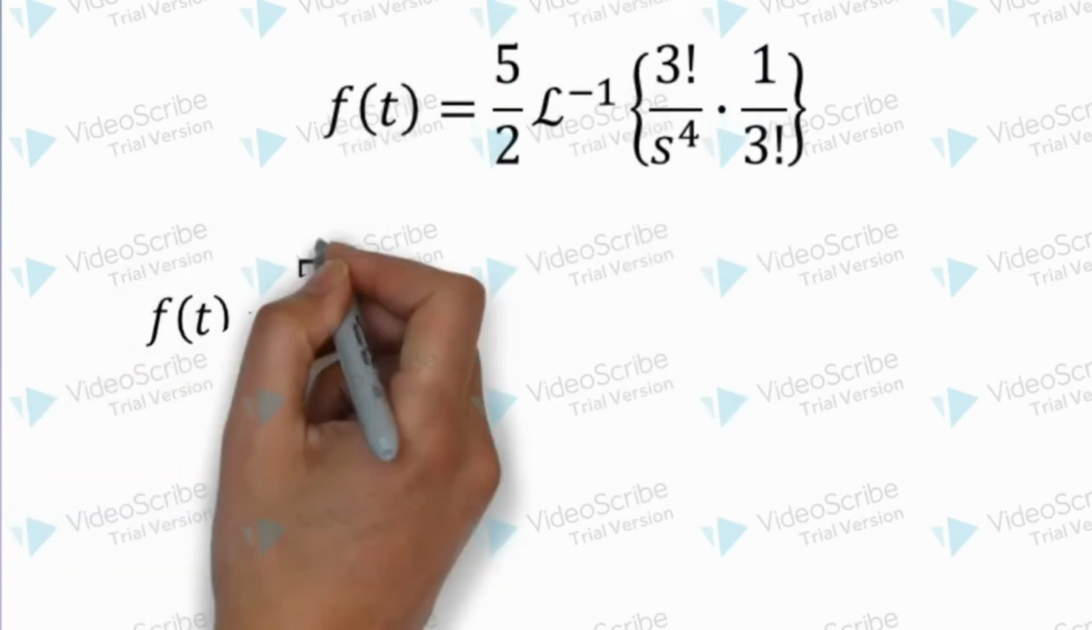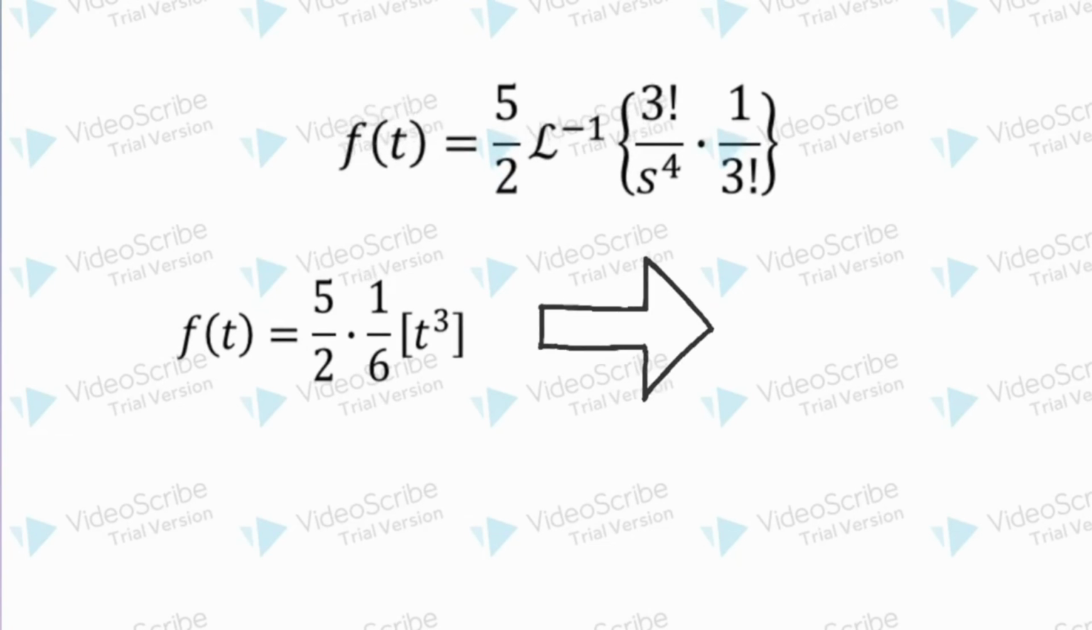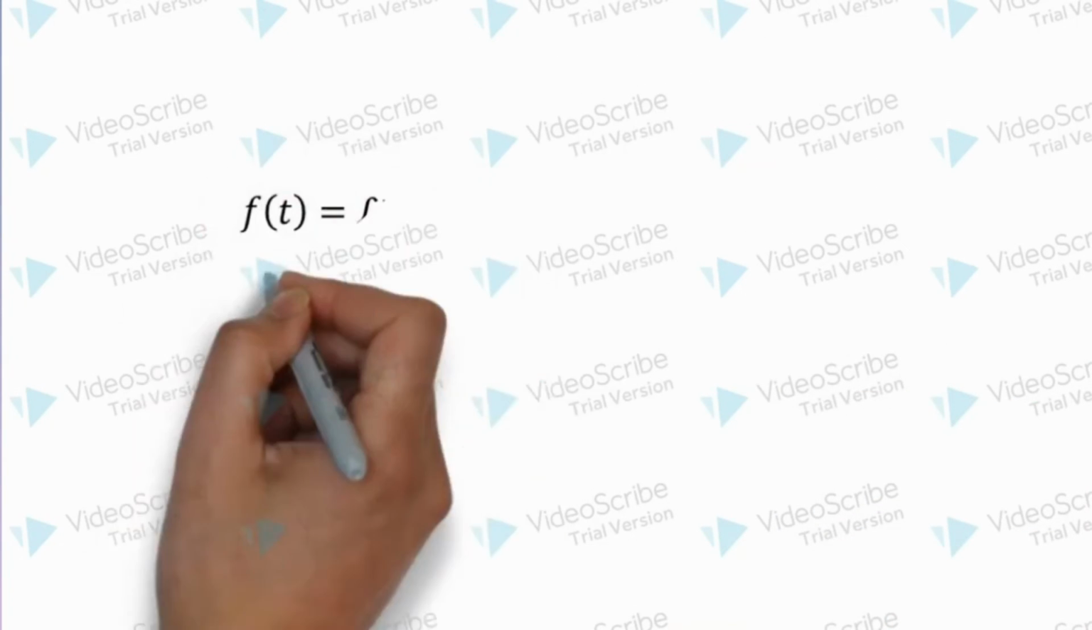Then what we have is 5 over 2 times 1 over 6 with t to the power of n. Remember that n is equal to 3. Finally, this is the answer.